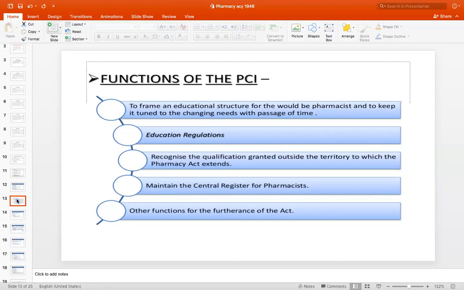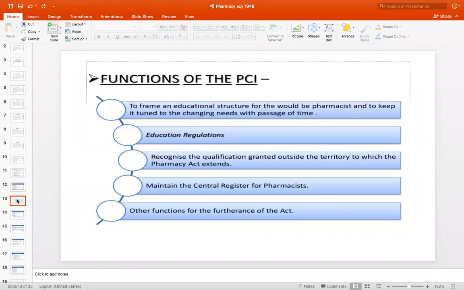So why did they make it? It was a requirement that what each student studies should be common, and all the students should get equal educational opportunities also. So that is why PCI makes such decisions on educational structure.